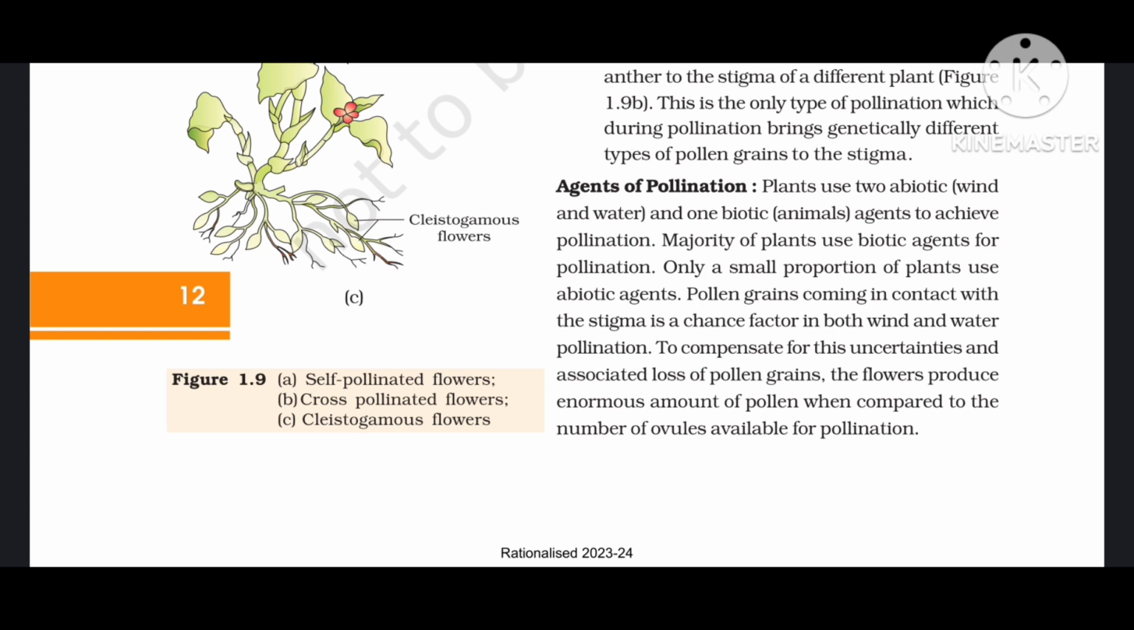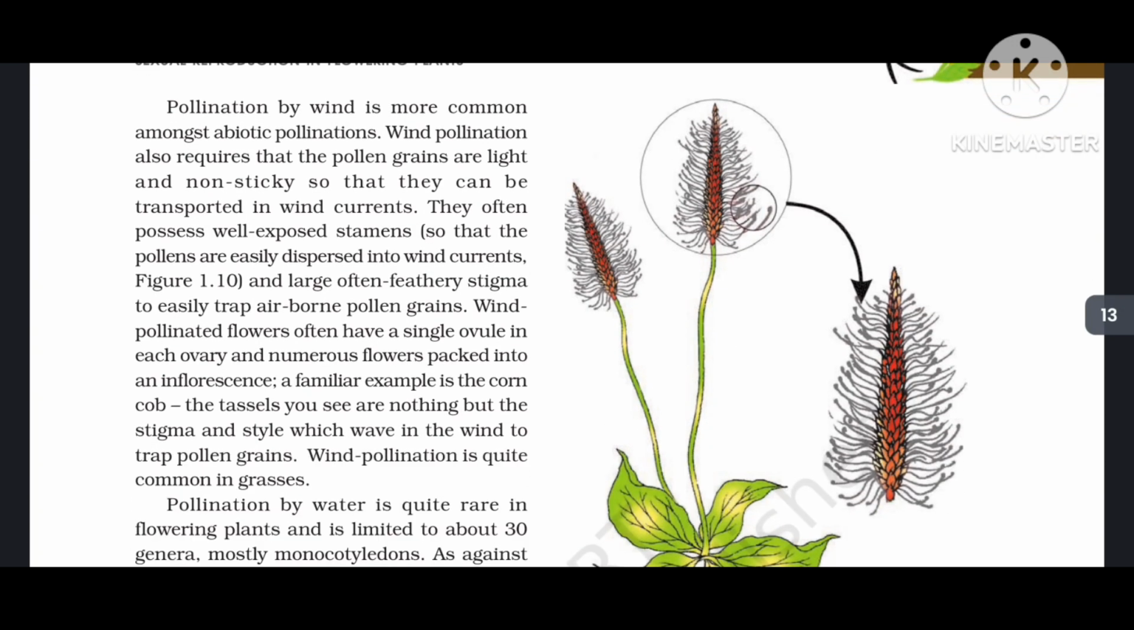Some examples of water pollinated plants are Vallisneria and Hydrilla, which grow in fresh water, and several marine sea grasses such as Zostera. Not all aquatic plants use water for pollination. In a majority of aquatic plants such as water hyacinth and water lily, the flowers emerge above the level of water and are pollinated by insects or wind, as in most of the land plants.